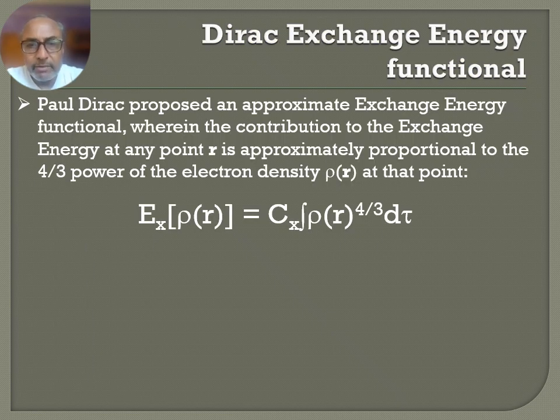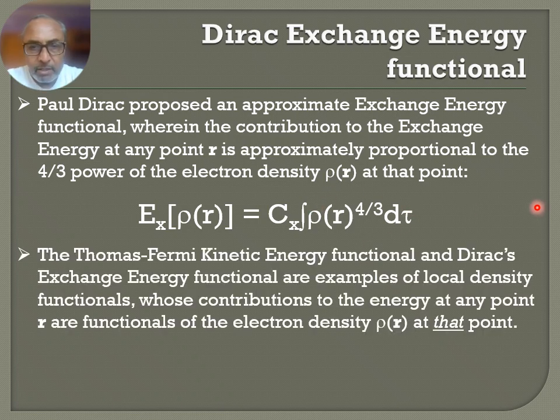Similarly, Dirac proposed an approximate exchange energy functional, wherein the contribution of the exchange energy at any point is approximately proportional to the 4/3 power of the electron density at that point. The Thomas Fermi kinetic energy functional and Dirac's exchange energy functional are examples of what we call local density functionals, whose contributions to the energy at any point are functionals of the electron density at that point.